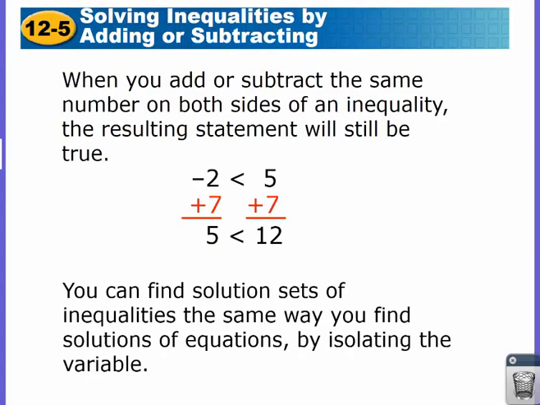Okay, so the first thing I need you to understand about an inequality, just like with equations, in order to get the letter by itself or to isolate the variable, we add things to both sides, and we typically add its opposite. So in this particular slide, what it's saying is when you add or subtract the same number on both sides of an inequality, the resulting statement will still be true. So here's my statement, -2 is less than 5. So if I were to add 7 to both sides of this, I would end up with 5 is less than 12.